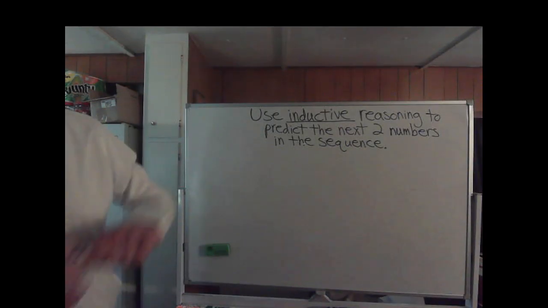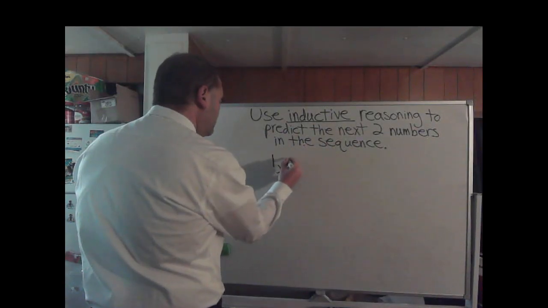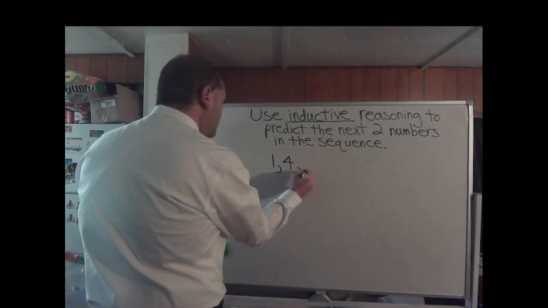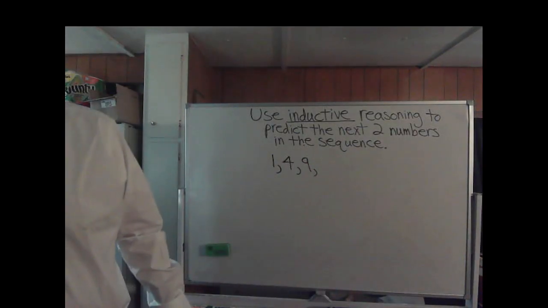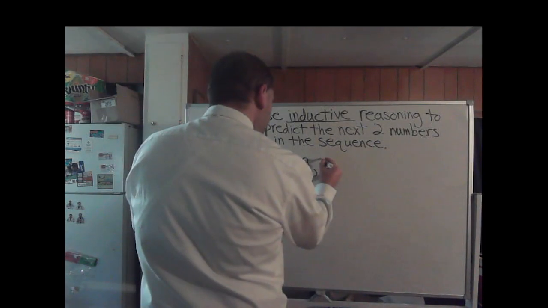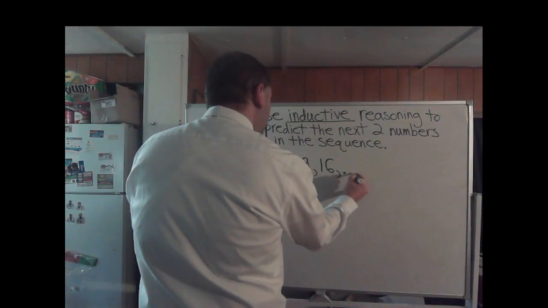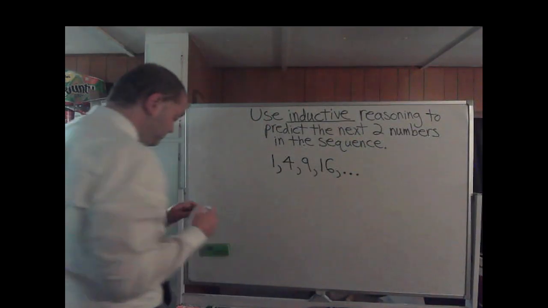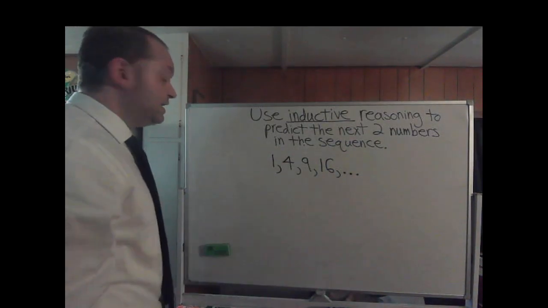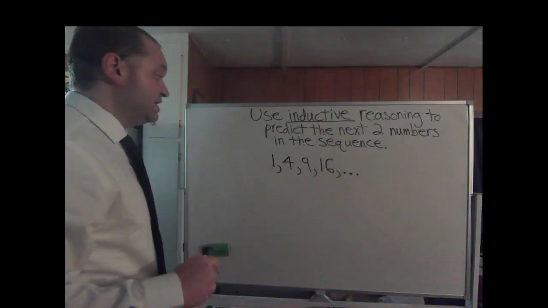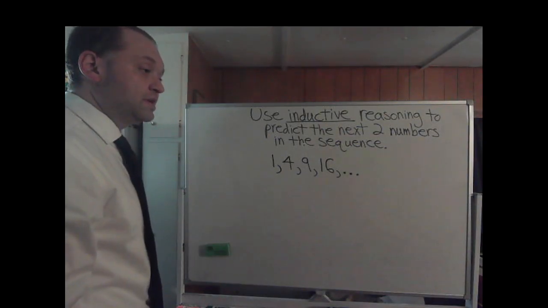Actually, let's do 3 more. I have my reasons, but these are just number sequences. So we have 1, 4, 9, 16, yada, yada, yada. Okay. So let's use inductive reasoning to figure out what will be the next 2 numbers in the sequence.